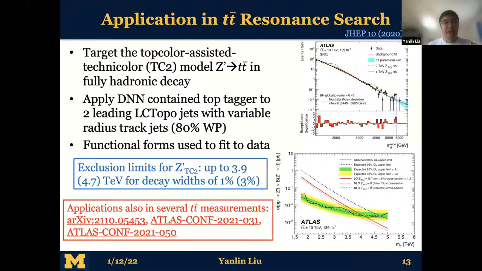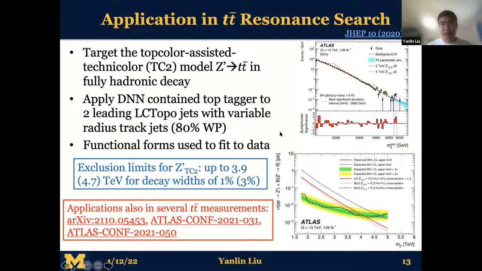Okay, then on slide 13, I want to talk about this application in the top-color resonance search. The target here is the TC2 model where Z prime decays into t t-bar using the fully hadronic decay. We will apply the DNN-based top tagger to two leading LC top jets with the variable radius track jets. And also a functional form has been used to fit the data spectra, as shown in this plot on the top right.